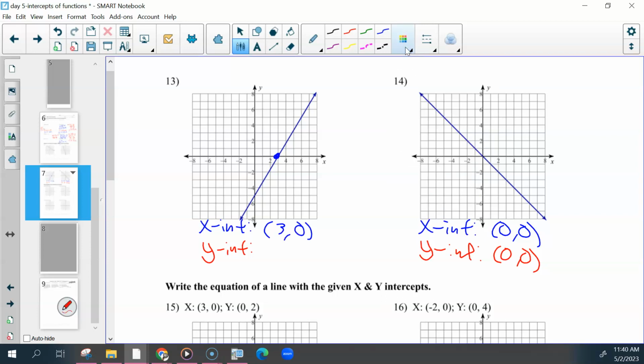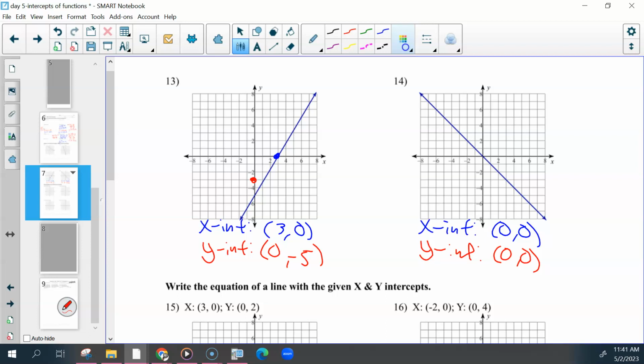Where does this cross the y-axis? Not a negative 3. There we go. And how would we write that? That'd be the opposite, so 0, negative 5. The y-intercept, 0 is always first. The x-intercept, 0 is always last.